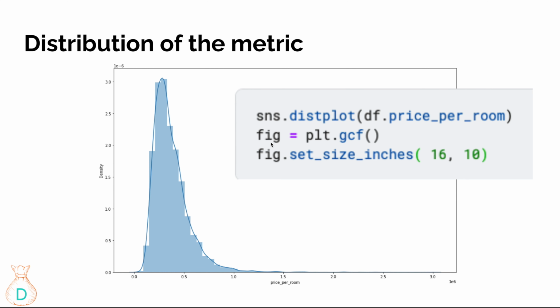So here we have fig equals plt, that's the plt package that we imported earlier, dot gcf, get current figure. This is pointing to the figure that we created using the dist plot, and after we point to that figure, we call set_size_inches. This is the size in inches. I typically use 16 and 10 inches, but feel free to make it however bigger or smaller you want.